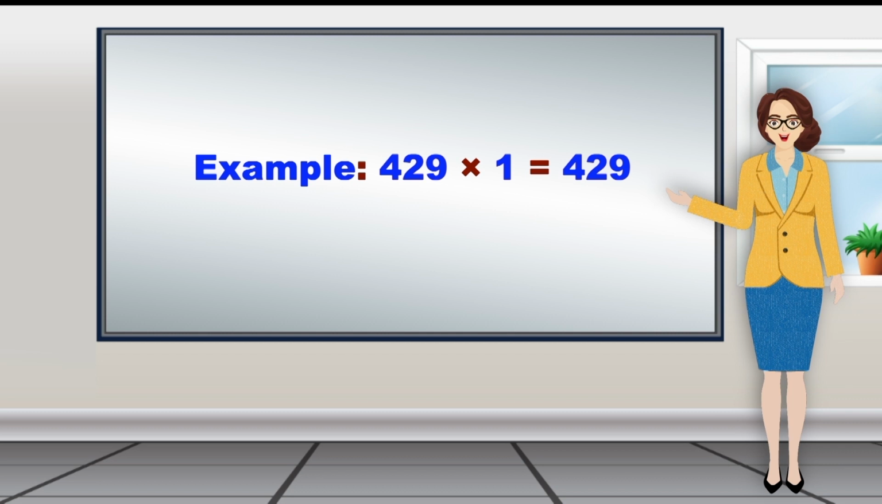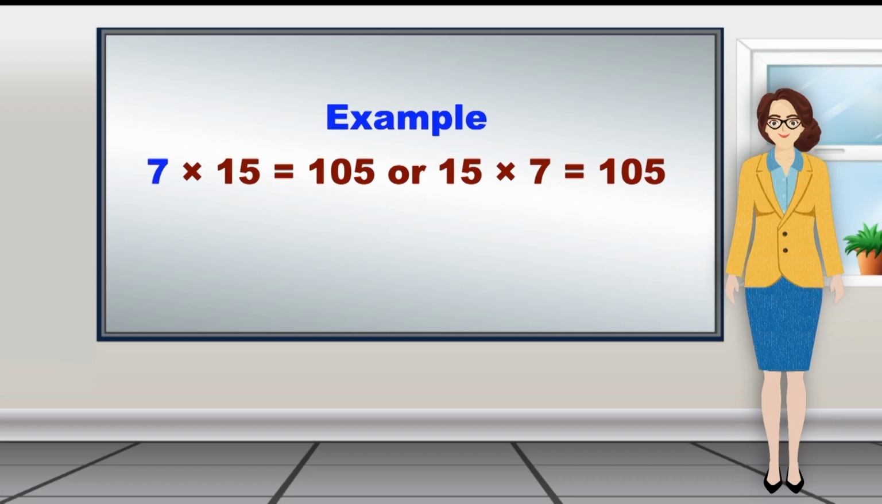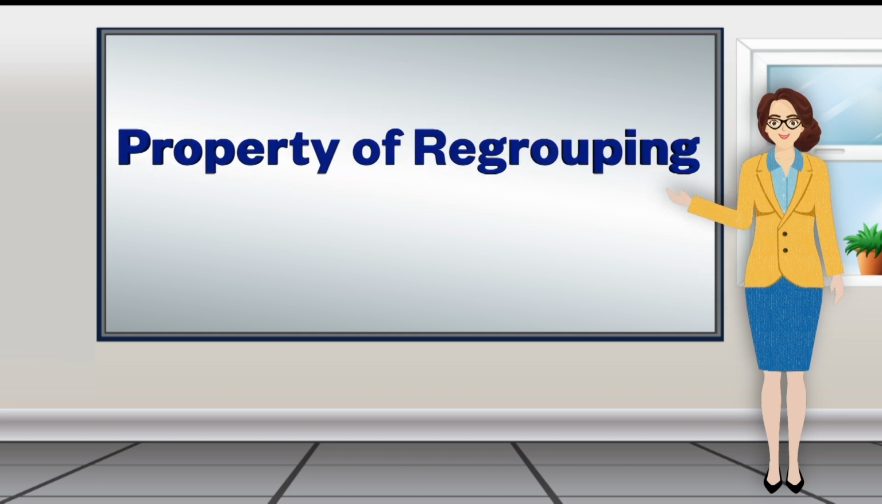Order property. If we change the order of the two numbers for multiplication, the product remains the same. Example, 7 multiplied by 15 equal 105, or 15 multiplied by 7 equal 105. तो बच्चों देखा, इस एग्जाम्पल में हम 7 को 15 से मल्टीप्लाई करें या 15 को 7 से, प्रोडक्ट 105 ही होगा. Property of regrouping.